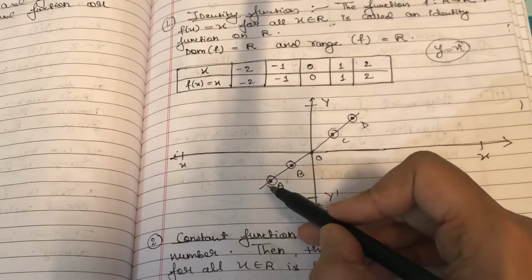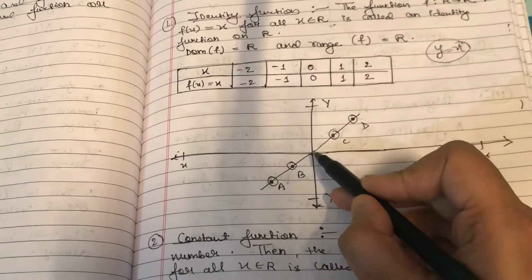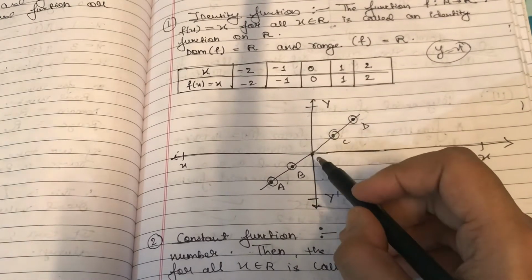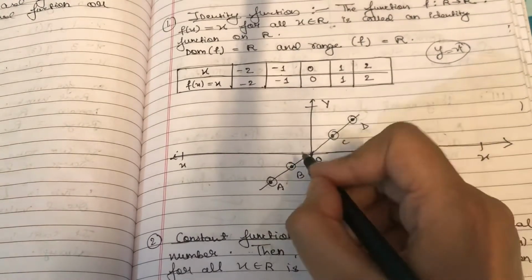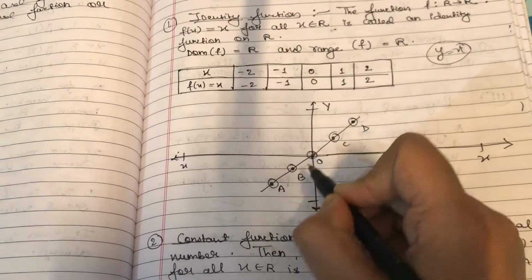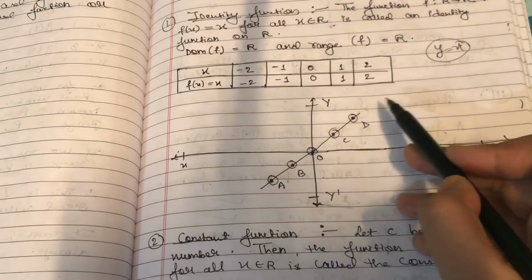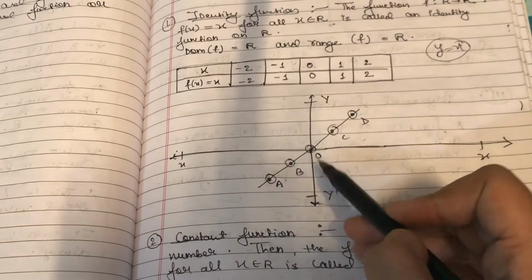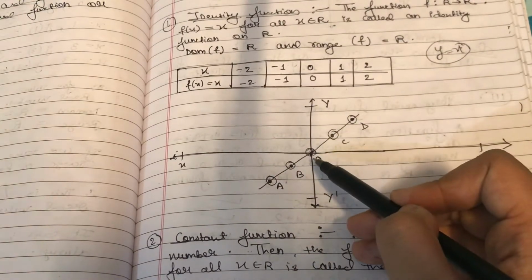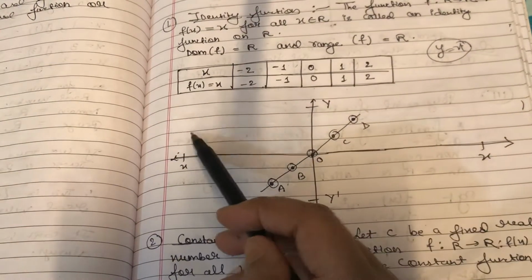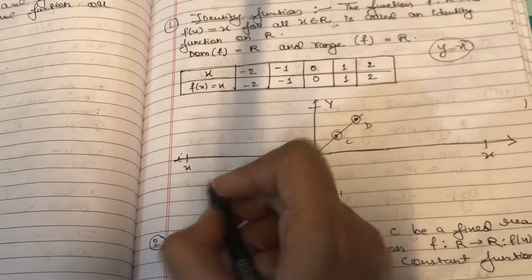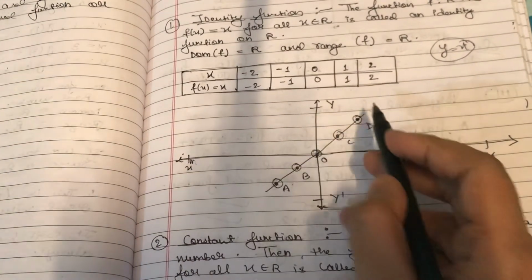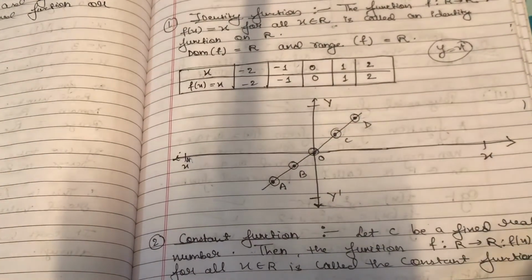So the nature of graph is going to be a straight line which will pass through the origin, because for the value of x as 0 we are getting the value of y as 0. So another point is here we are getting. So this is the nature of the graph, which is a straight line for identity function passing through the origin, right? So this you need to remember about the nature of the graph. This is my x and x dash axis, and this is my y and y dash axis, right?